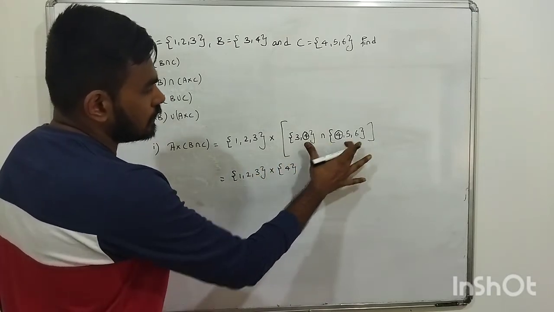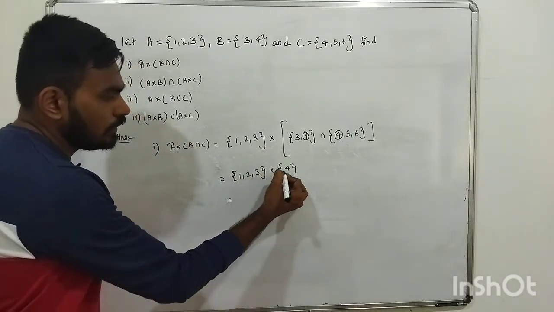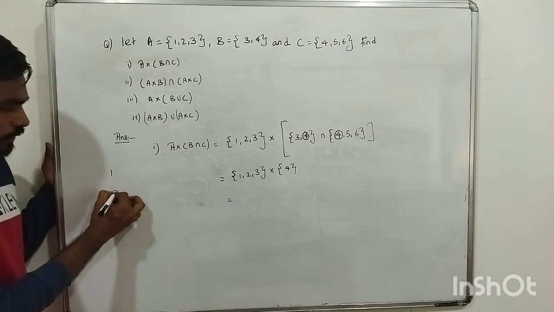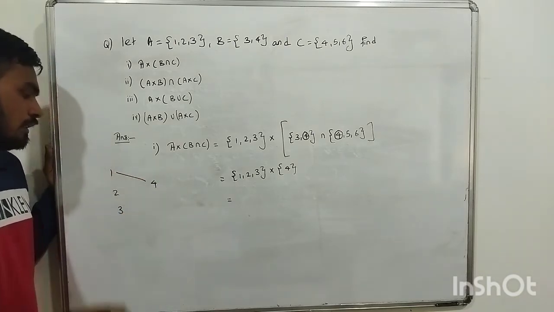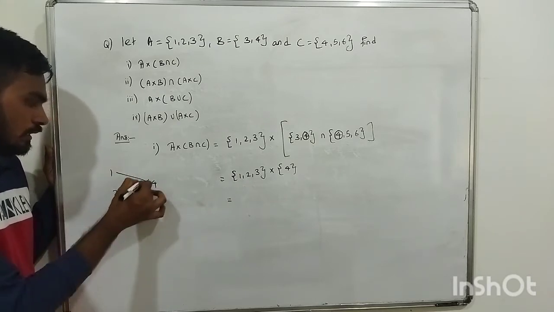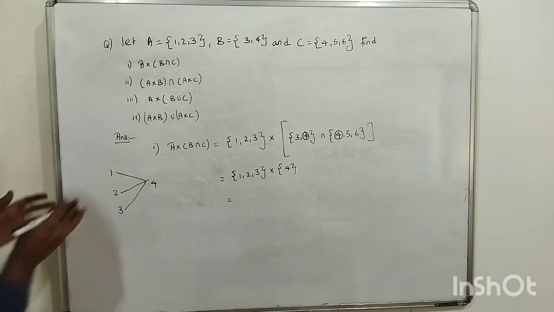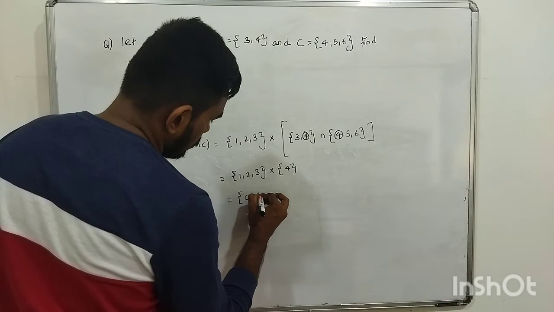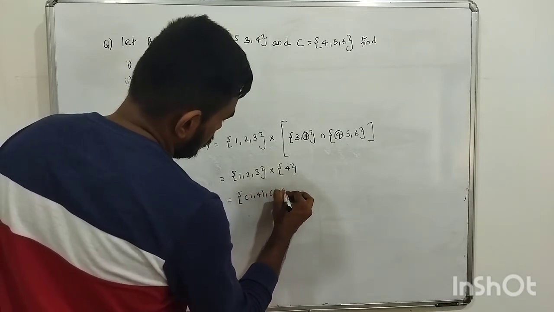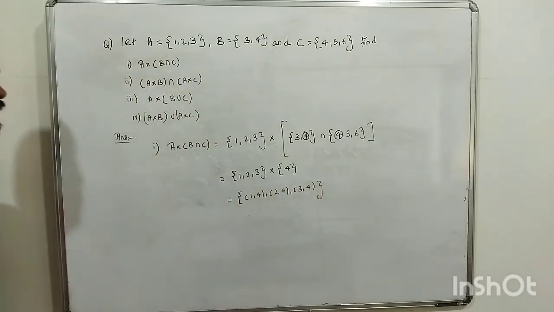From this answer, now the cross product can easily be taken. So we have {1, 2, 3} cross {4}. 1 I can relate with 4, 2 I can relate with 4, and 3 I can relate with 4. So what we get is (1,4), (2,4), (3,4). This is the answer of A cross B intersection C.